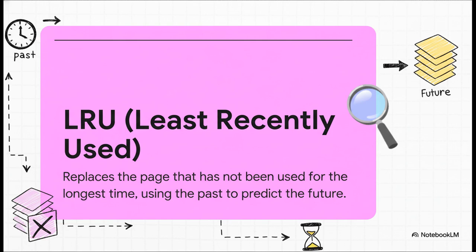And that brings us to what's probably the most popular and practical approach, LRU, or least recently used. The logic here is just so elegant. It says, if a page hasn't been touched in a long time, it probably won't be needed again anytime soon. So instead of trying to predict the future, like the optimal algorithm, LRU just looks at the recent past, which turns out to be a really good approximation.